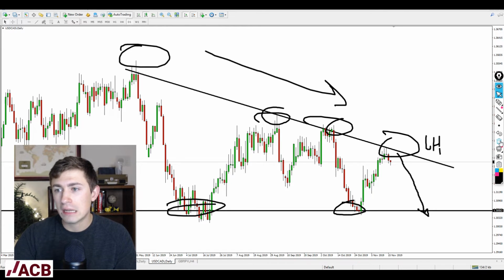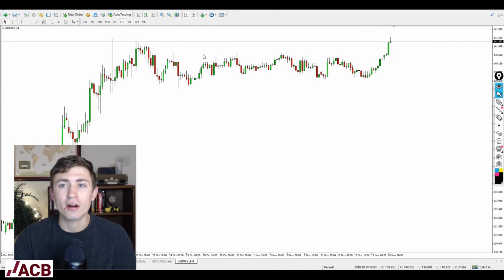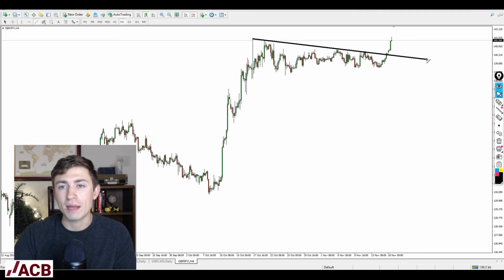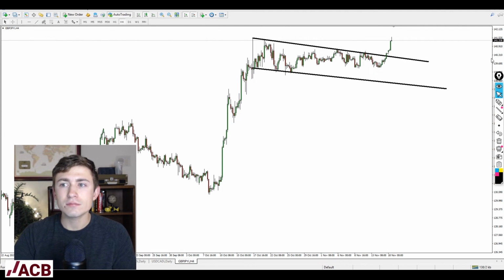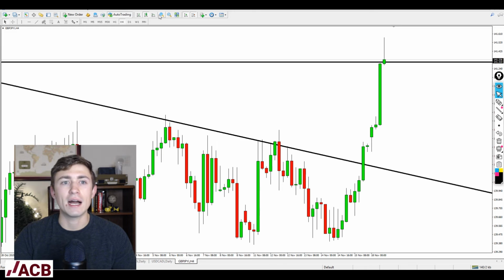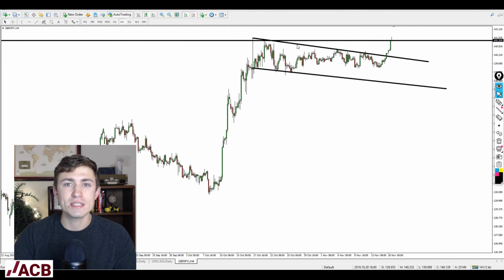GBPJPY is going to be our last one for the day. And let's take a look here. You can see GBPJPY also moving up similar to how pound dollar is moving, right? We have this consolidation range and you can see price breaking through the highs there. And on GBPJPY, we are currently also testing the structure high at this recent level of resistance. So it will be interesting to see where price goes from here.